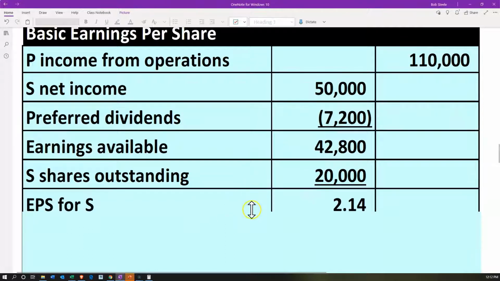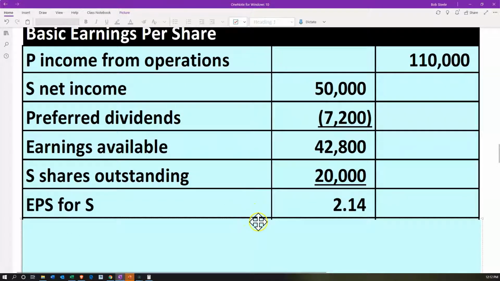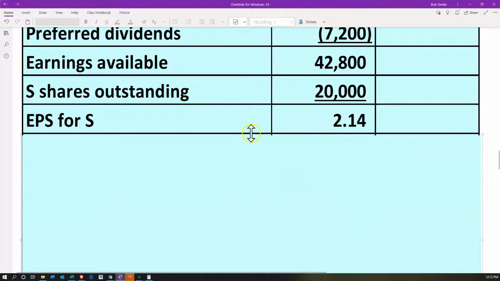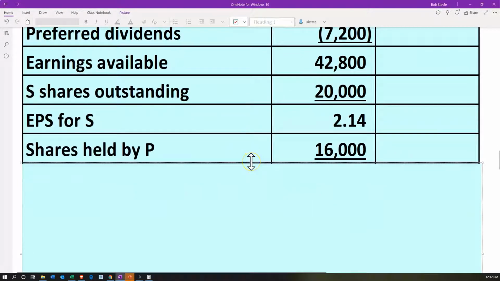And so then the earnings per share for S is going to be calculated as the 42.8 divided by the 20,000 shares. There's that $2.14. So then we want to allocate that to the shares, multiply that times the shares held by P.